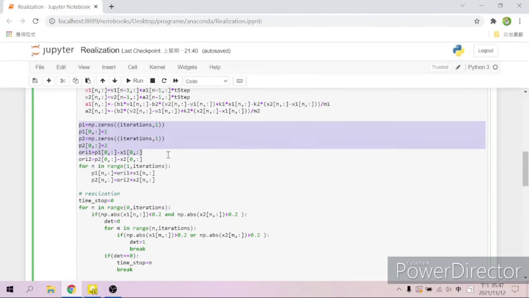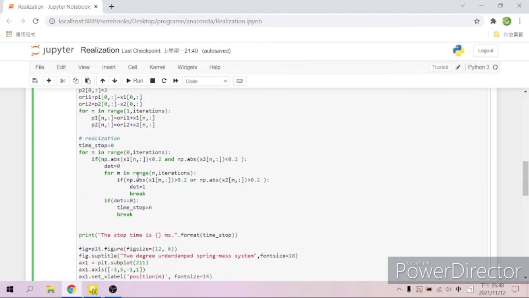Then to do the animation, I need the data of position for cos 1 and cos 2. So I initialize position 1 and 2 for cos 1 and cos 2. But I also need the data of original position. So I get the data of original position for cos 1 and cos 2 by position 0 for cos 1 and cos 2 minus displacement 0 for cos 1 and cos 2 and set the data for them.